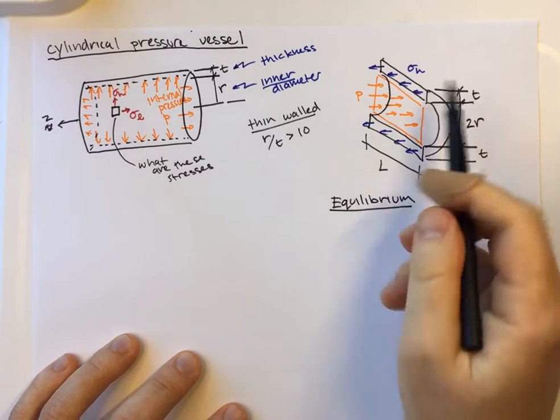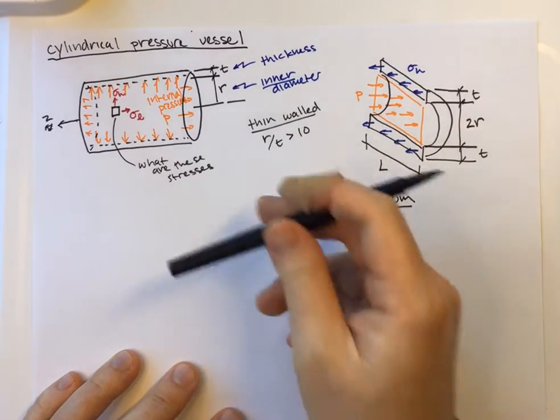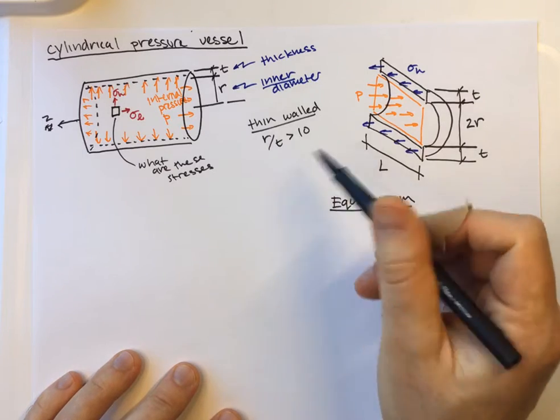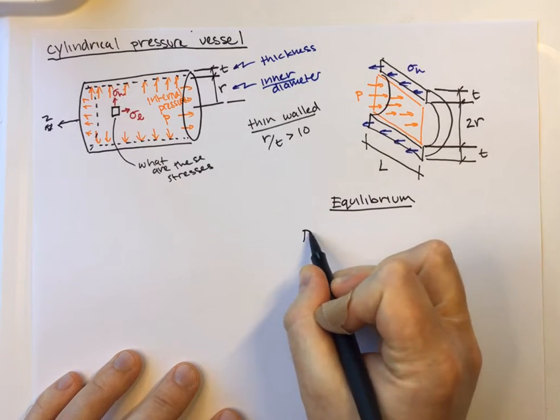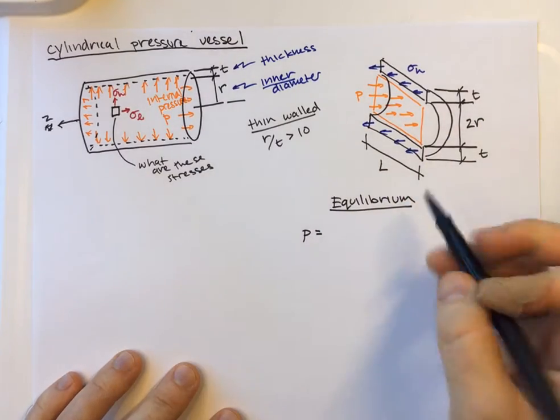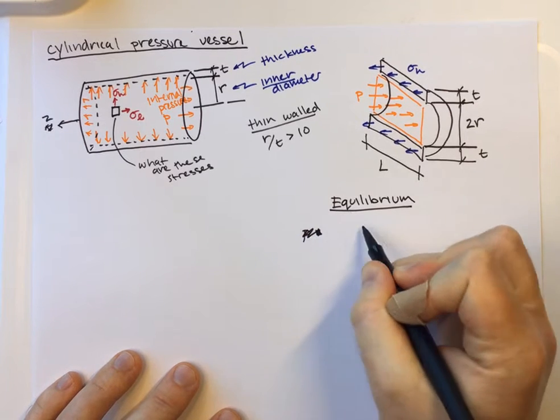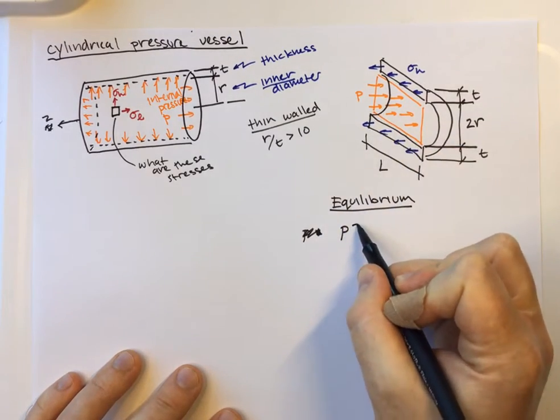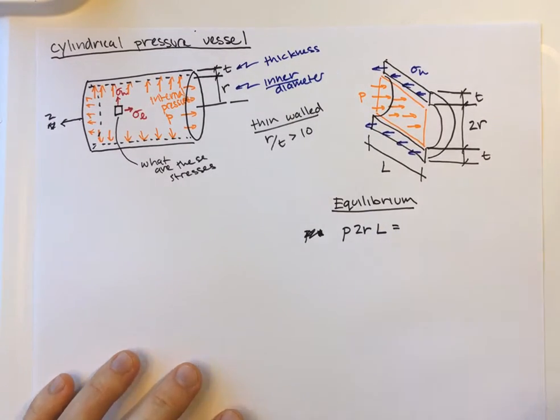You can see that we're going to have hoop stresses that are in tension because our pressure is acting that way. And if we want to figure out what those stresses are, we just need to equate the two. So this force is going to be the pressure inside the tank times the area of the orange rectangle, which is 2r times L.